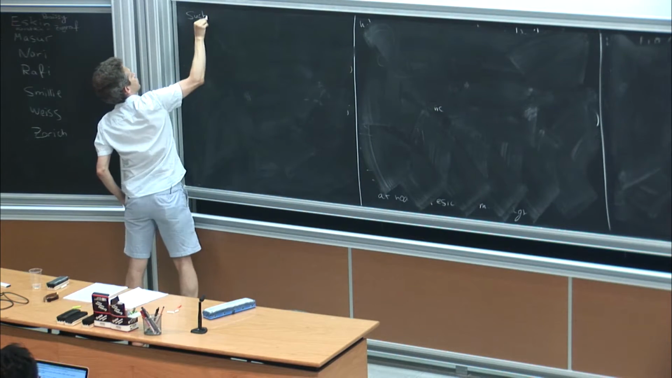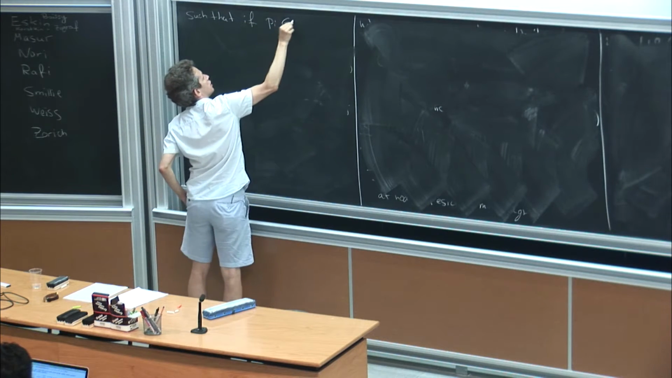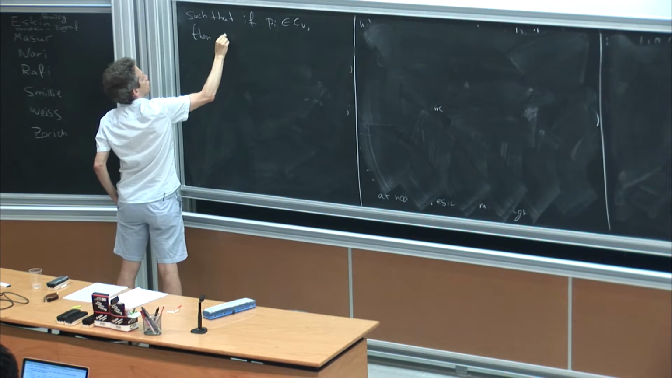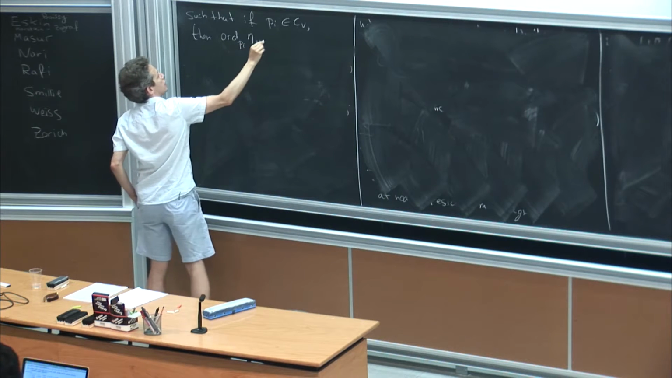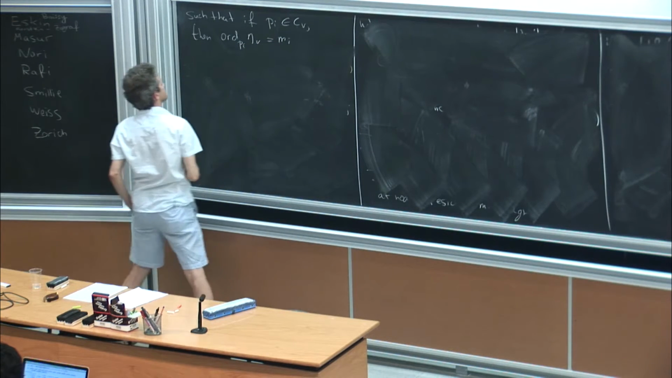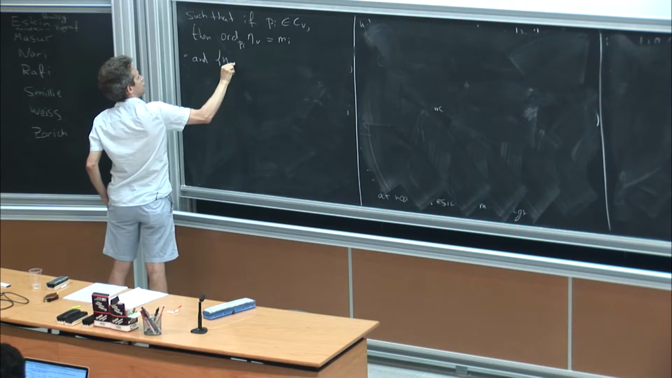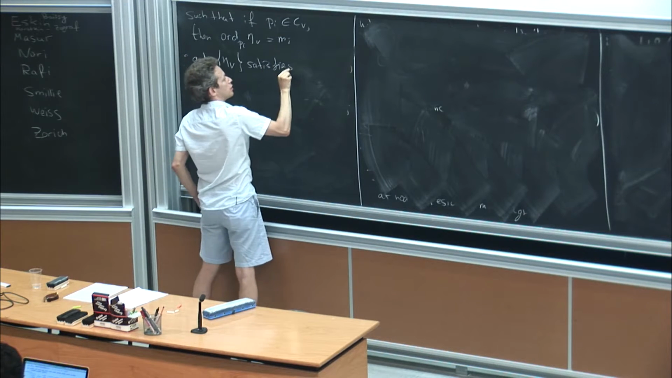such that if a marked point Pi lies in CV, then the order of eta V at Pi is equal to Mi, and the set of eta V satisfies some conditions.